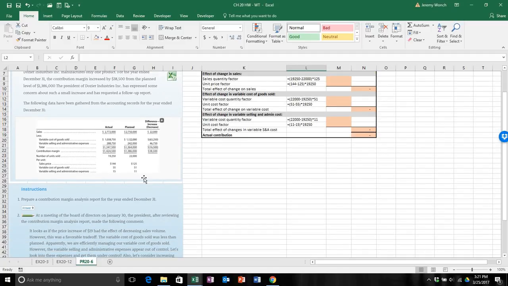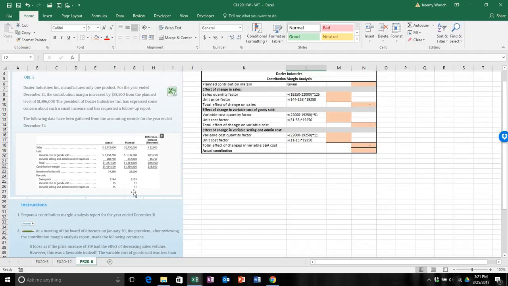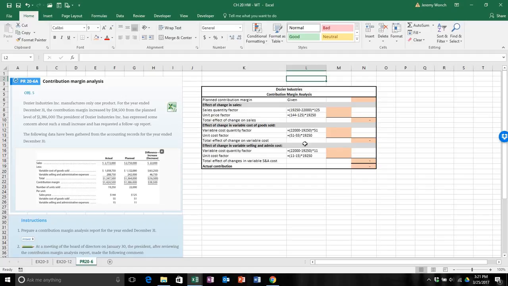It asked us to prepare a contribution margin analysis. Since there are two factors that changed, their price per unit changed from what was expected to what actually happened, and the number of units sold was different, we're going to take this contribution margin and figure out this difference and assign it to either units sold or the price per unit.